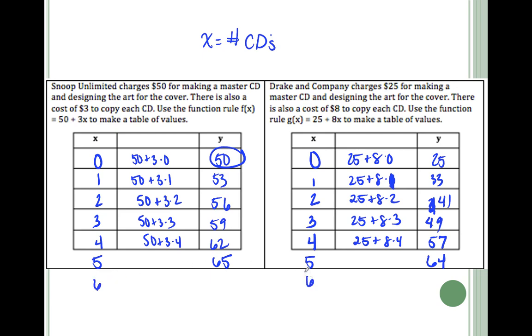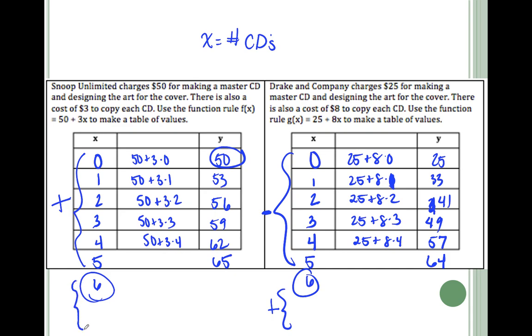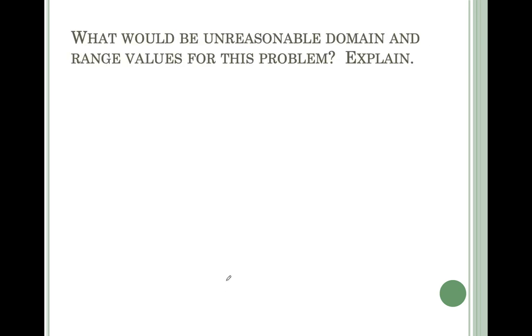The point where it's cheaper to buy from Snoop Unlimited would be 6 CDs. So anything below 6 would be more expensive at Snoop and less expensive at Drake and Company. And above 6, it's going to reverse. It's going to be more expensive at Drake because there's more cost per CD and less expensive at Snoop Unlimited because it's cheaper per CD. There's just a larger upfront cost. So that's the point where they would flip.